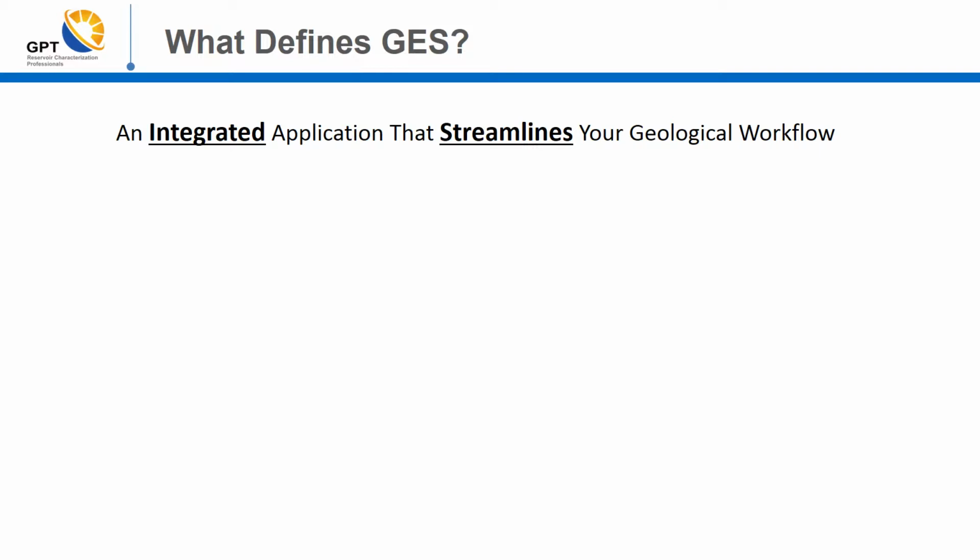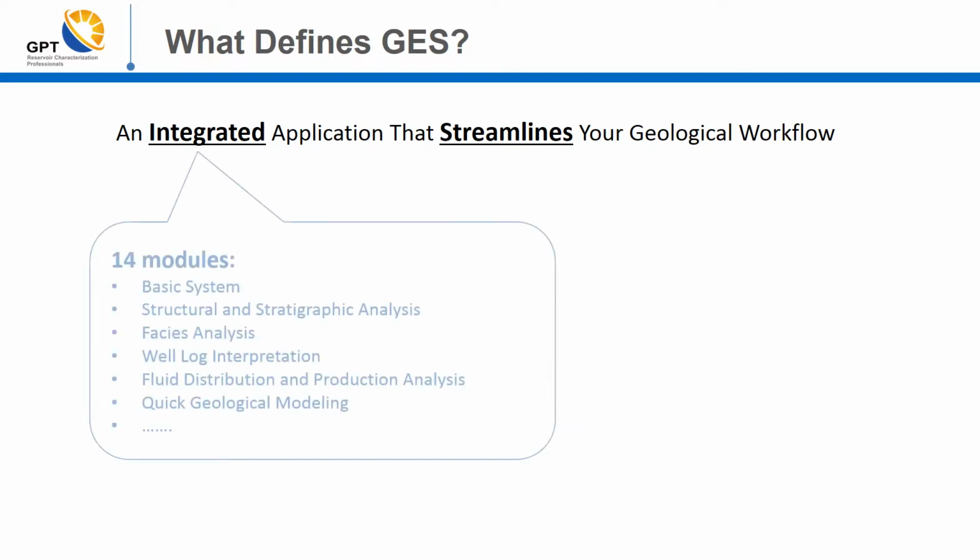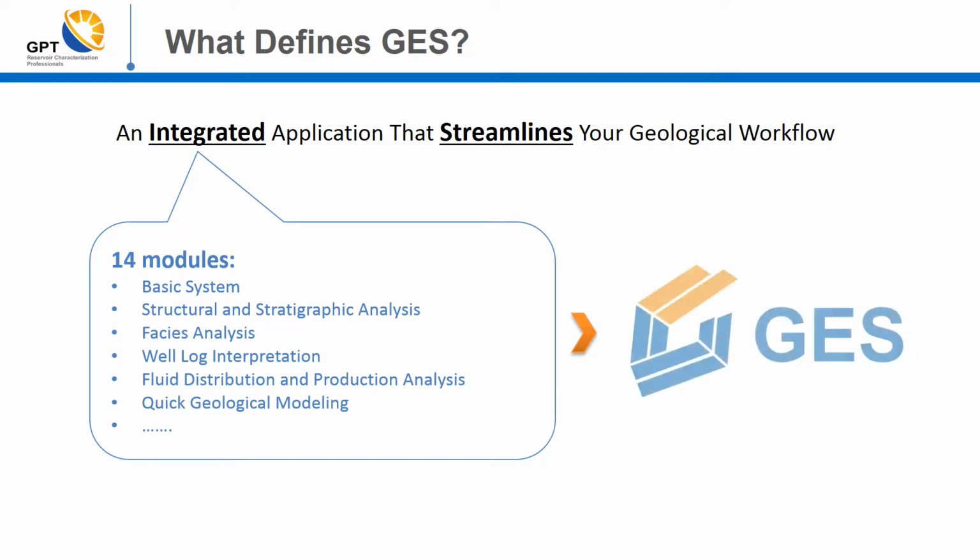When you look at the title, we really emphasize these two words, integrate and streamline. In GES, there are 14 different modules, starting from basic data management system to well log interpretation to geological evaluation, and then to 3D geological modeling, volumetric calculation, and well planning. All these modules are available in GES, and you do not have to switch your software for complete geological analysis.